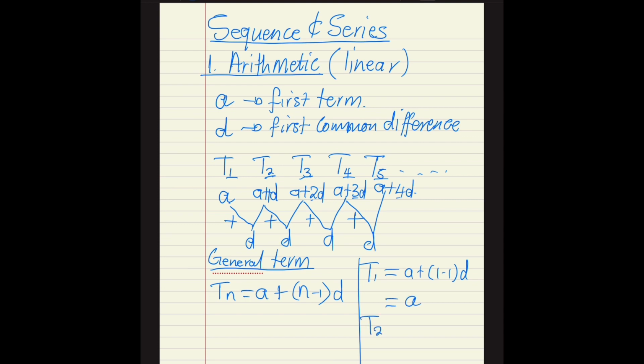Therefore, term number 2 equals A plus (2 minus 1) times D, which is A plus D, because 2 minus 1 is 1. Then term number 3 is A plus (3 minus 1) times D, which equals A plus 2D. So it really works, because these terms we have already found. So this is our general term.